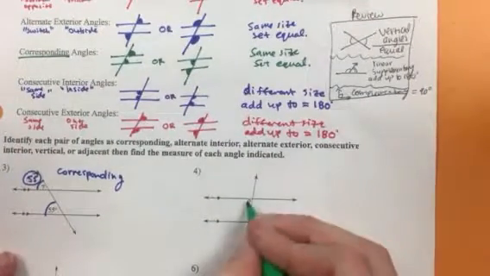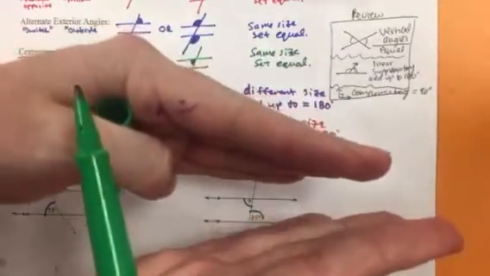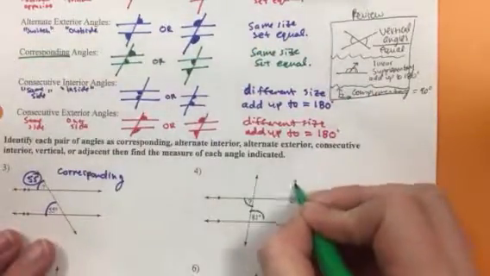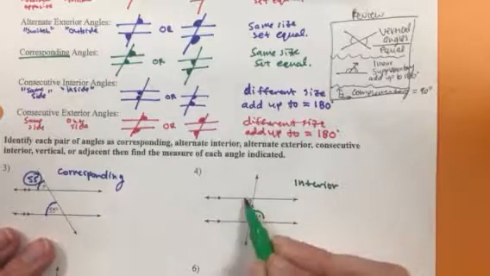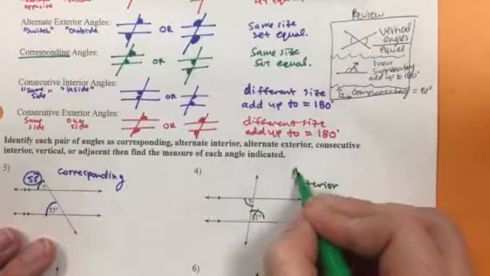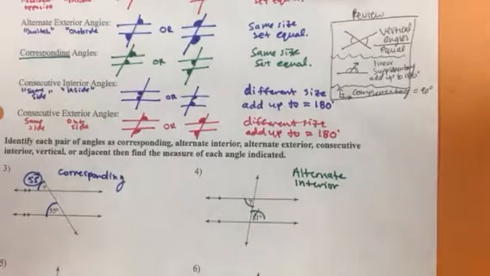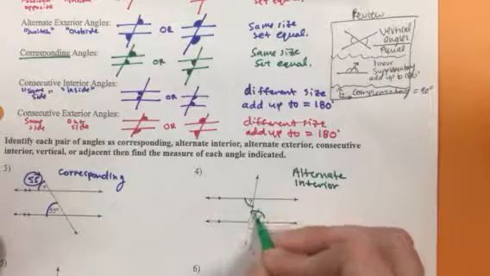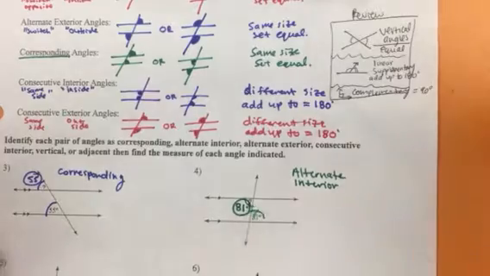On 4, highlight. Notice that both of them are inside the parallel lines. That would be interior. And then I check, are they alternating or same side? They are going to be alternate because they are alternating. Which means they are the same size of angle, so it's 81 degrees.